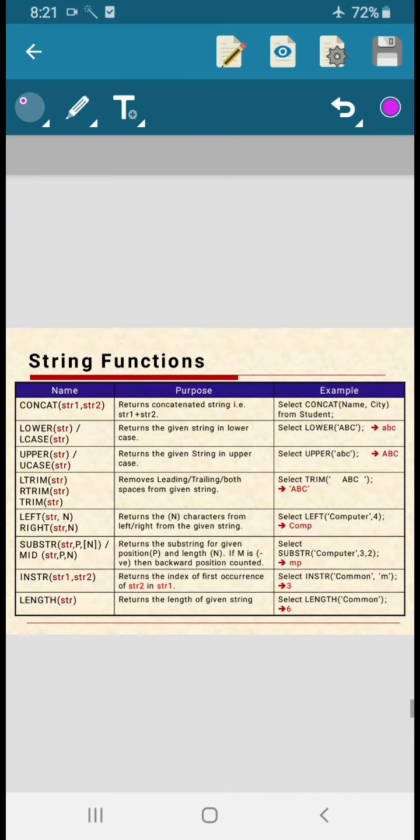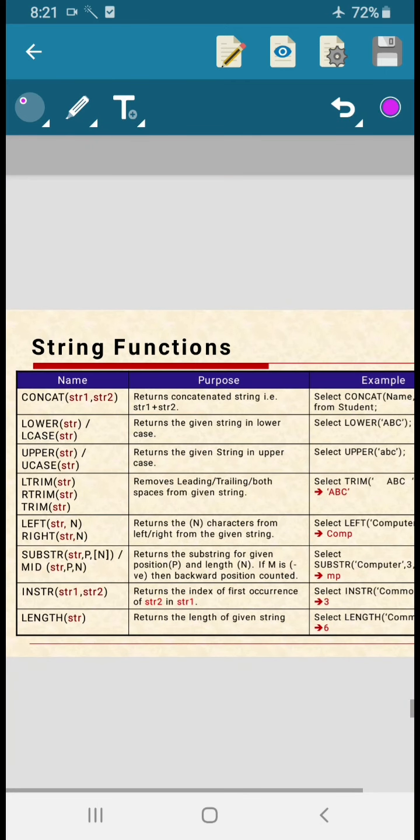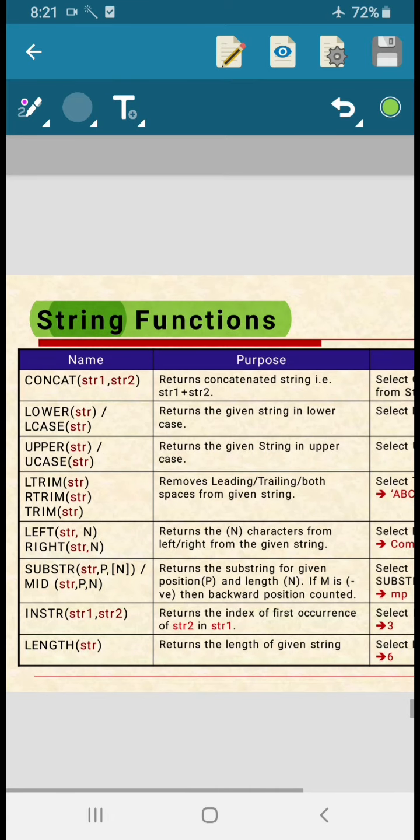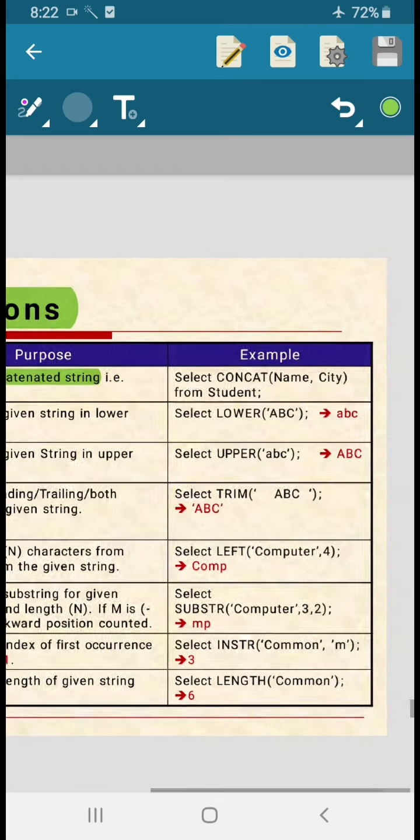Next, going to the string functions. String functions are also very important for you, because in the exam they'll give string functions and ask you to write the outputs based on substring and mid functions. Most probably you will get them. The first one is concat, concatenation. Concat str1, str2, both will be joined and we will get the answer.